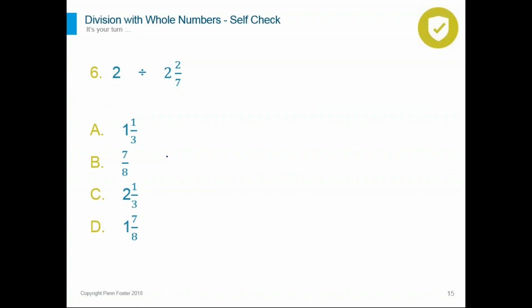A whole number 2 divided by a mixed number 2 and 2/7. What is the quotient of dividing these two numbers? What should I do with the 2? What should I do with this mixed number? Am I going to change now to multiplication, or keep it as division for now? What do you think?